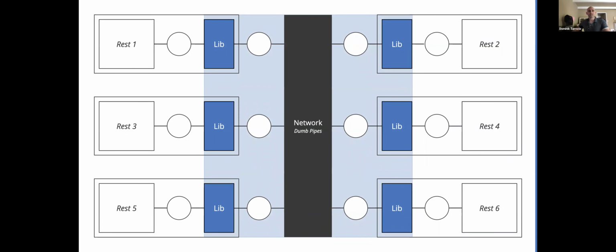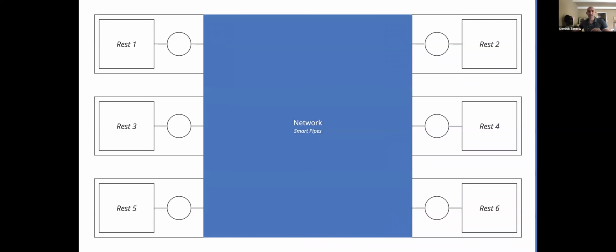So in effect, the library is a new edge of the network, but this network is different. This network is not a collection of dumb pipes. This network is a collection of smart pipes. The term smart pipes refers to a network with configurable or programmable service semantics. Generally speaking, a network that knows about services.